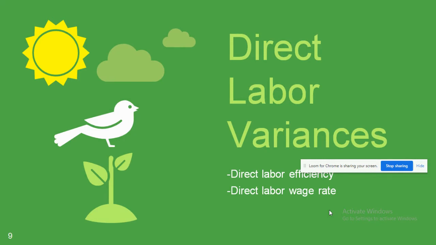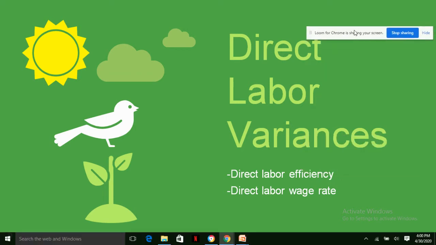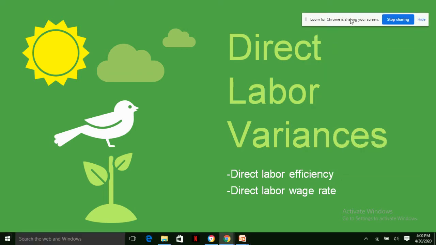The next is direct labor variances, and we have two subvariances. Direct labor variances is just the difference in employees that worked in the production process. So it is subdivided into direct labor efficiency and direct labor rate variances.